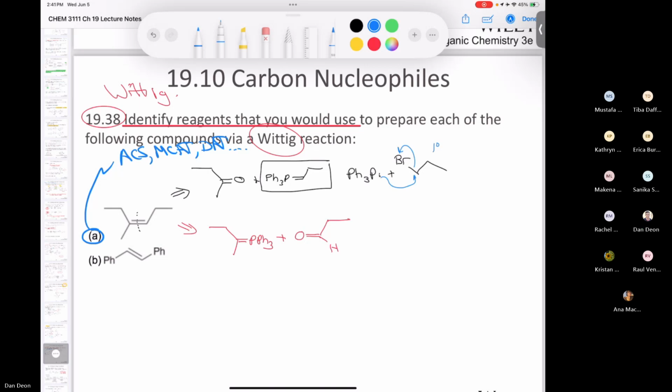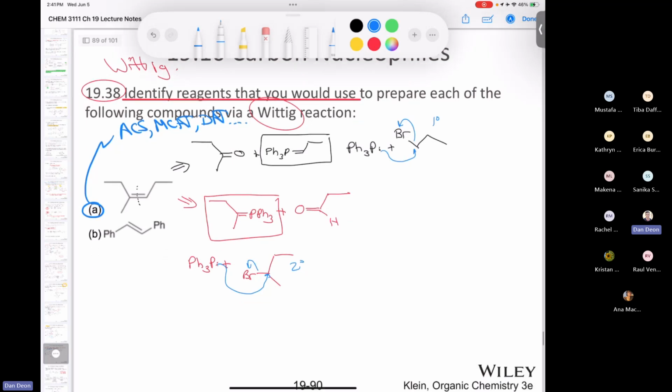If you wanted to make the second one, okay, if you wanted to make this one here, that would come from triphenylphosphine plus this alkyl halide, okay? It's going to work, but it's going to be really crummy because this is a secondary alkyl halide. And so the route in black is the one you want to take, right?